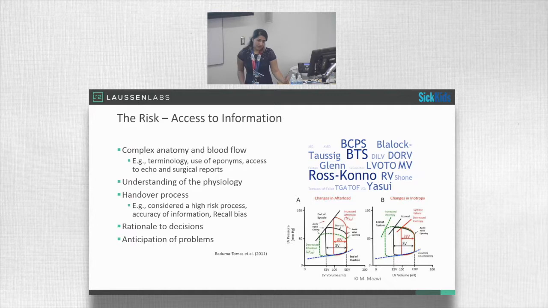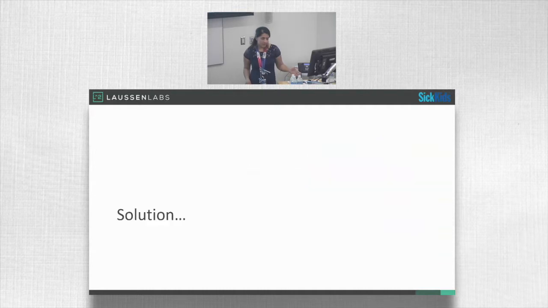The handover process in and of itself has been identified as a high-risk procedure that is subject to recall bias and inaccuracies that are portrayed as two people exchange information. Oftentimes, rationale for decisions are not relayed in handover practices, neither are anticipated problems for each patient. So the solution?